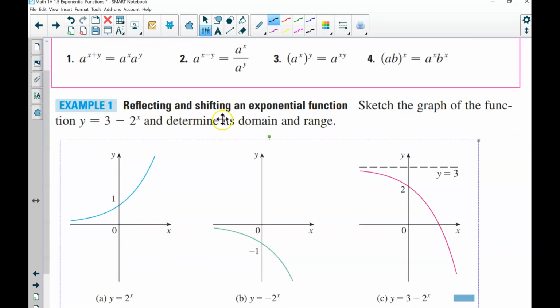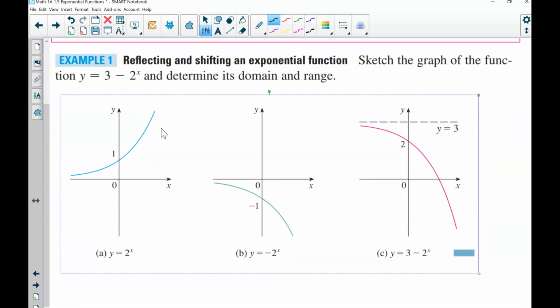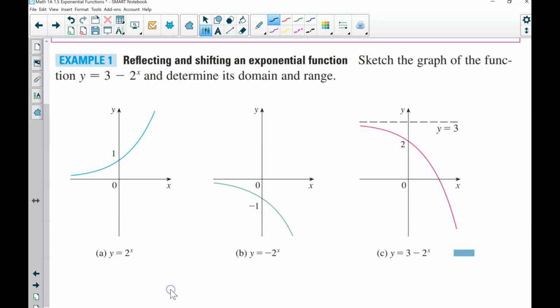Now, when you're reflecting and shifting an exponential function, we want to sketch the graph of the function where y is equal to 3 minus 2 to the x and determine its domain and its range. First, we need to graph y equals 2 to the x. Again, we know the y-intercept is 1 and it's an increasing function. So this is the basic function y equals 2 to the x.